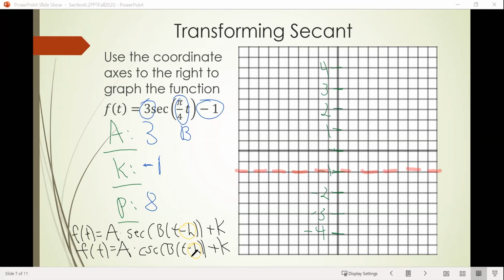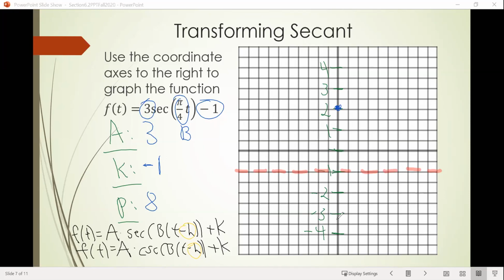And then our amplitude is 3, which means that those little loop pieces or half loop pieces are going to be 3 units above and below. And because this is a secant function, we also know that it's going to start on the vertical axis. So I'm going to go on the vertical axis above the midline 1, 2, 3 units. So I'm going to have the center of my first piece be there.